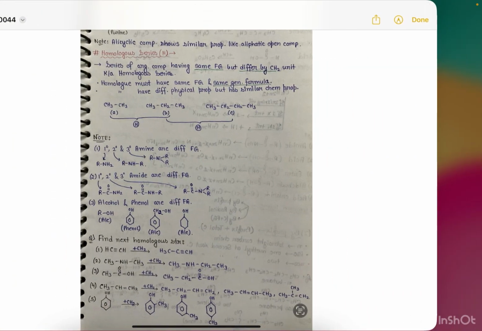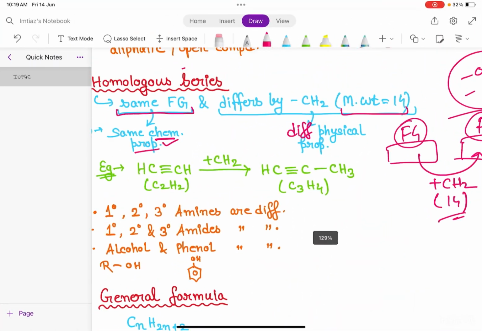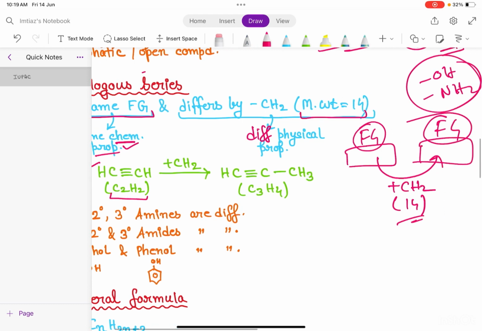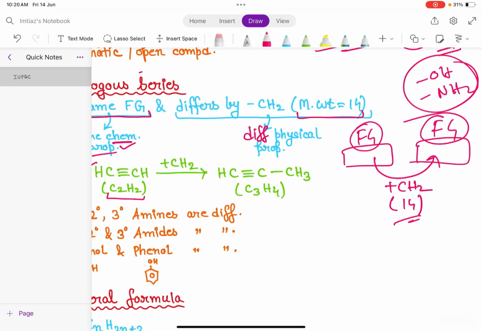We'll discuss the general formula right now. What is a general formula? But before that, let us see an example over here. This is CH triple bond CH, and its formula you can see is C2H2. Add CH2 and you will get C2 plus C, that is C3, and H2 plus H2, H4. That comes to this. So HCCH, and you add CH2 to this, to form CH3.